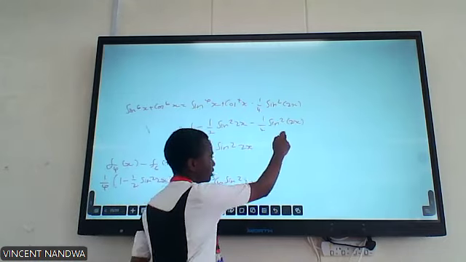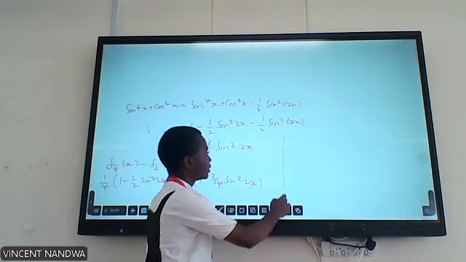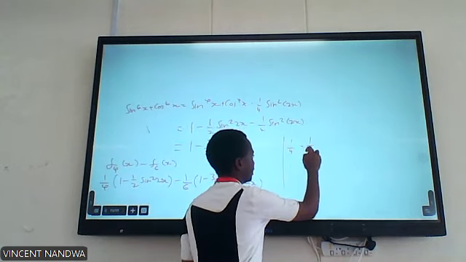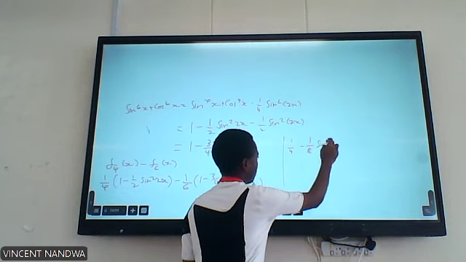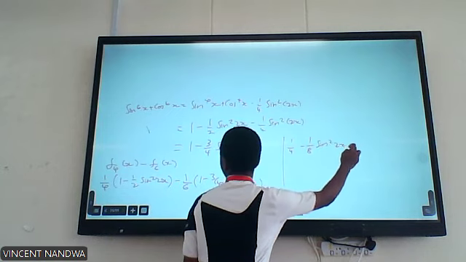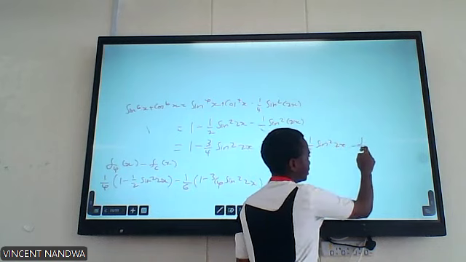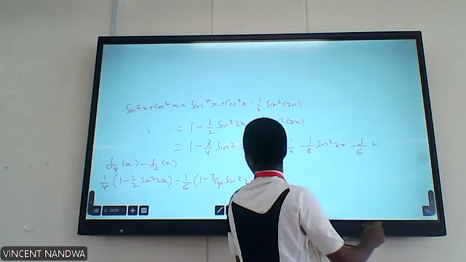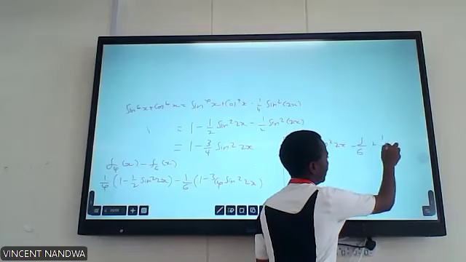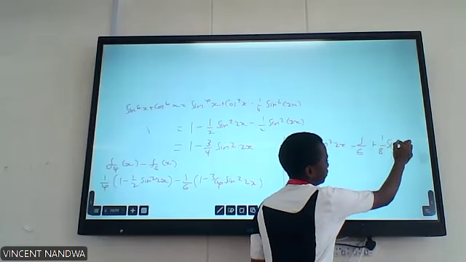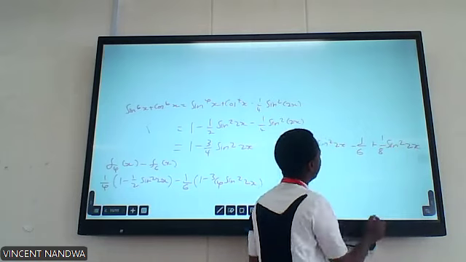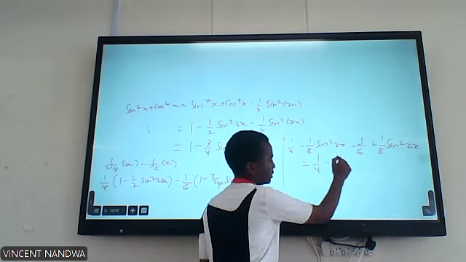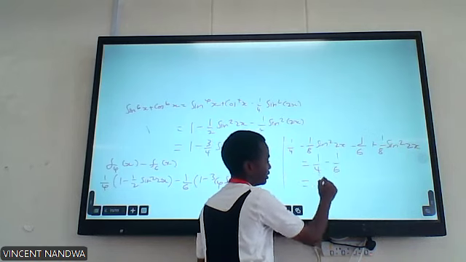Then when we expand, we should get a quarter minus an eighth sine squared 2x, minus a sixth plus an eighth sine squared 2x. And then, of course, this one will cancel out. You remain with a quarter minus a sixth, which is 1/12.